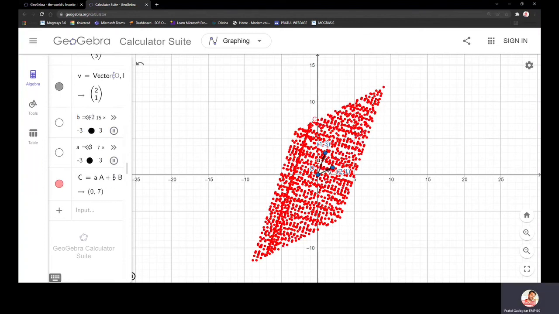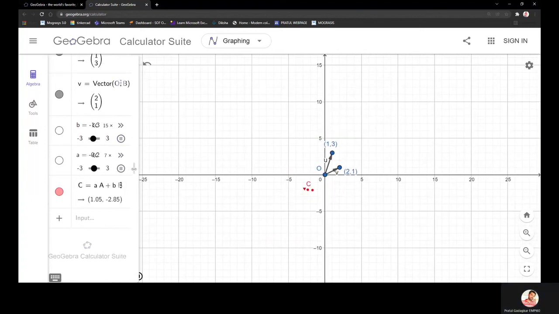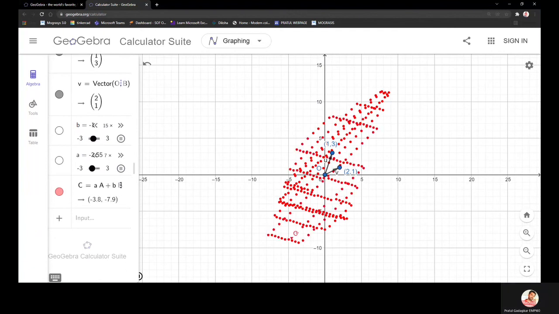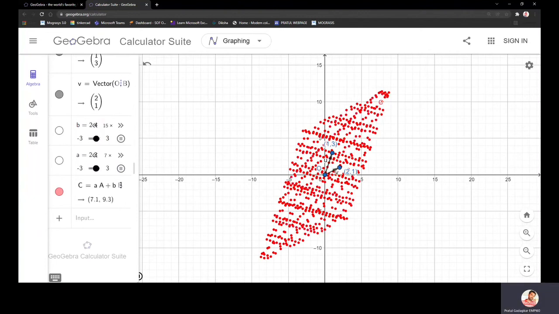If I increase the size of a and b variables, you can see here in the slider that a is varying between minus 3 to 3 and b is also varying between minus 3 to 3. So I will again refresh the data. We'll again see the plots. You can see a nice parallelogram is formed. So this basically is nothing but what? This is the span of u bar and v bar, where the scalar multiples are restricted in the range minus 3 to 3.